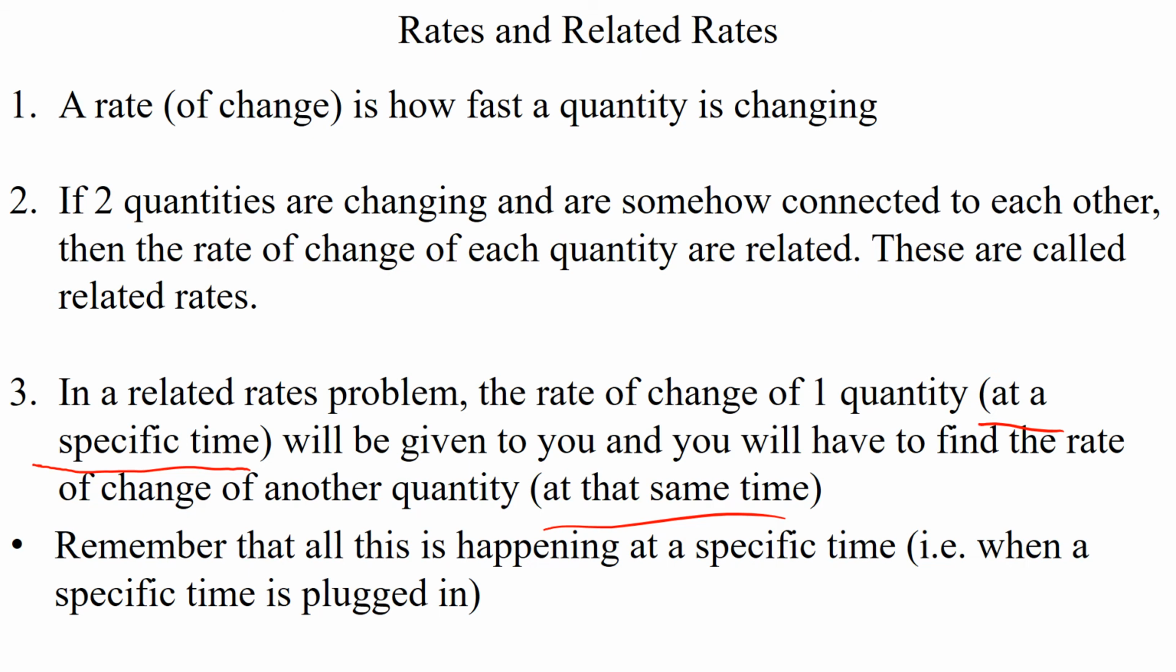Yeah, so it says that here again. Remember that all of this is happening at a specific time. So when I say rate of change, if I say the rate of change of the volume is whatever, and I give you a number, I'm talking about at a specific time. And then I'm going to say at that time, what is the rate of change of the radius? Or the rate of change of this end of the ladder is whatever. Whenever I say that, I'm saying at a specific time that's happening. What is the rate of change of this other part of the ladder at that specific time?